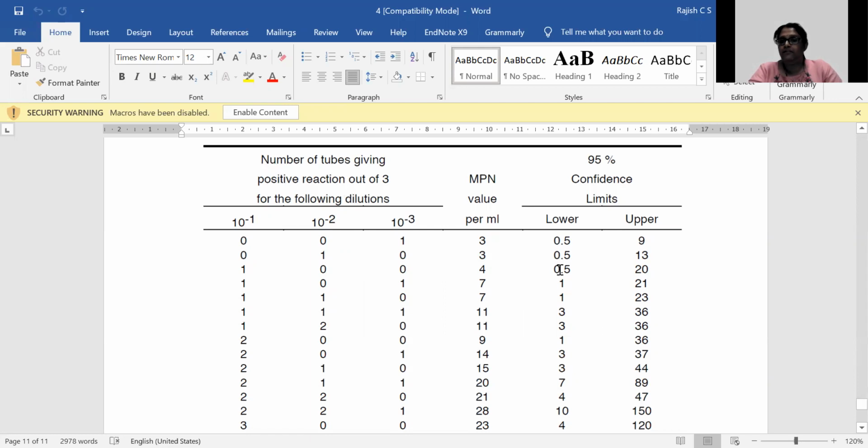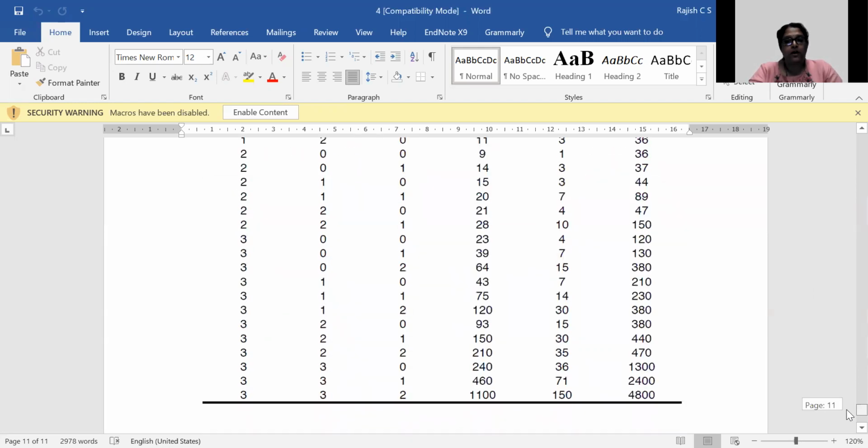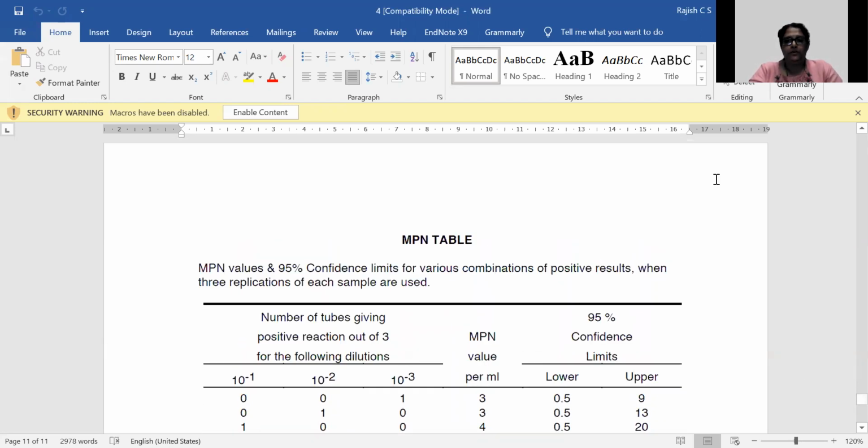So there will be a p-value of 0.1. What this p-value is, you will be learning in your biostatistics course if you haven't already. Depending on the p-value and the most probable value that is obtained from this table that will be provided to you, you are supposed to do your calculations and determine the most probable number. So that will be all for this session.